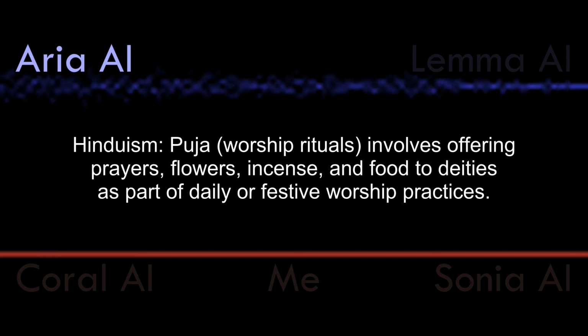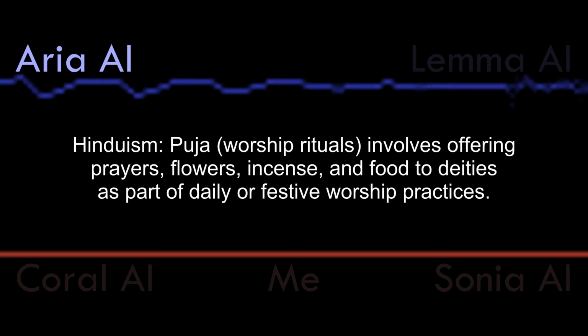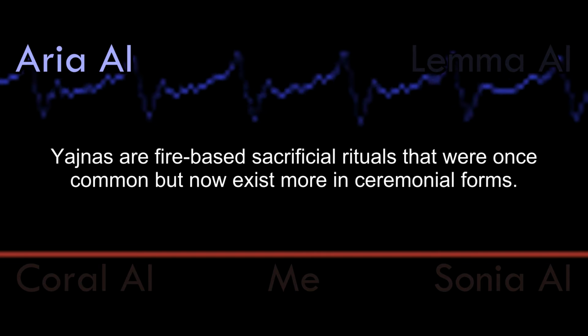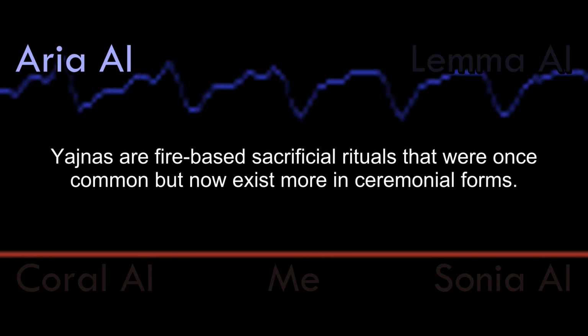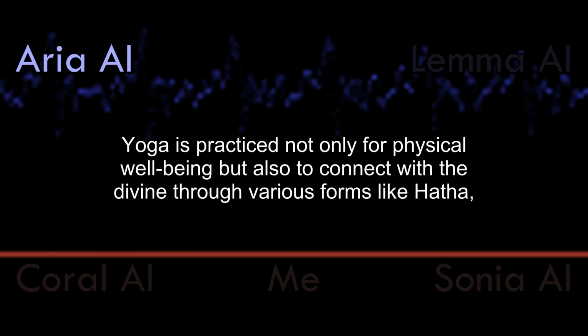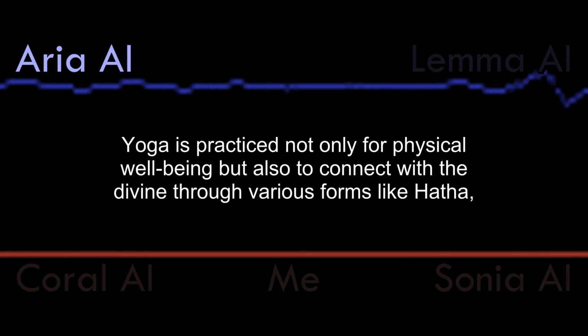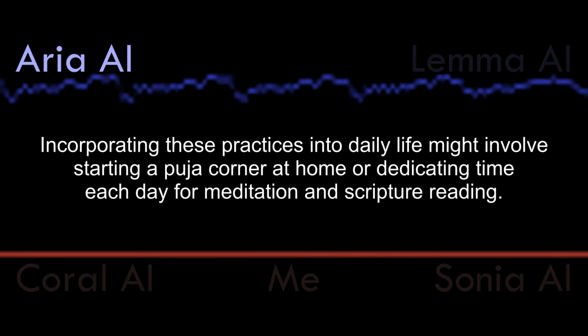Hinduism, puja worship rituals involve offering prayers, flowers, incense, and food to deities as part of daily or festive worship practices. Yajnas are fire-based sacrificial rituals that were once common but now exist more in ceremonial forms. Yoga is practiced not only for physical well-being but also to connect with the divine through various forms like hatha, bhakti, jnana, and raja yoga.